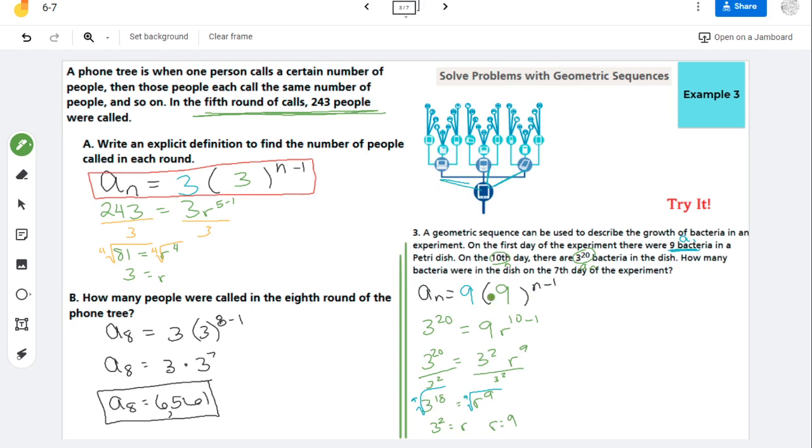So now that I have our equation, they're asking us to figure out how many bacteria there will be on the 7th day. So I am looking for a sub 7. So I have 9 times 9 to the 7 minus 1, which is 9 times 9 to the 6th.